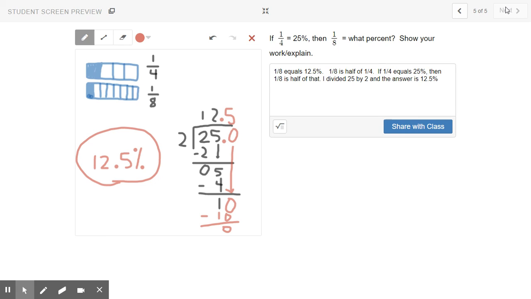So if 1/4 is 25%, then half of that, I divided 25 by 2, and I get 12.5. So if 1/4 equals 25%, then for 1/8, I divided 25% by 2, and the answer is 1/8 equals 12.5%. Feel free to go back and try any of these problems again.